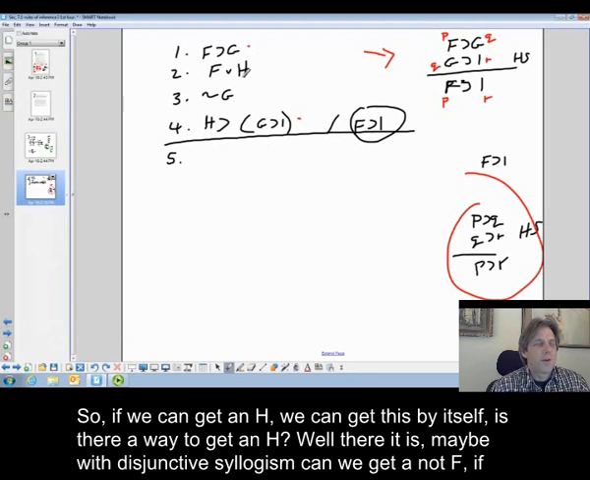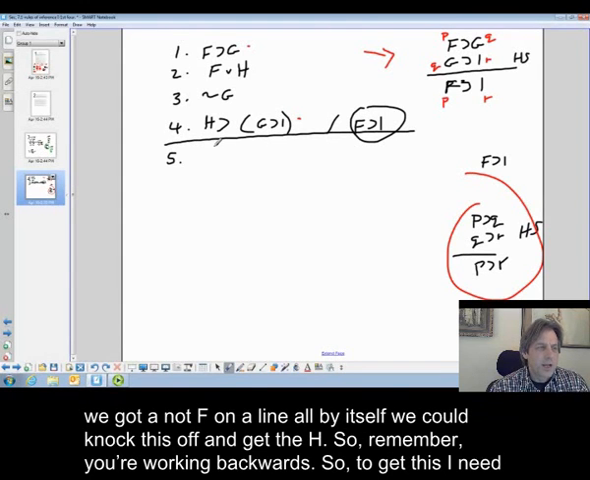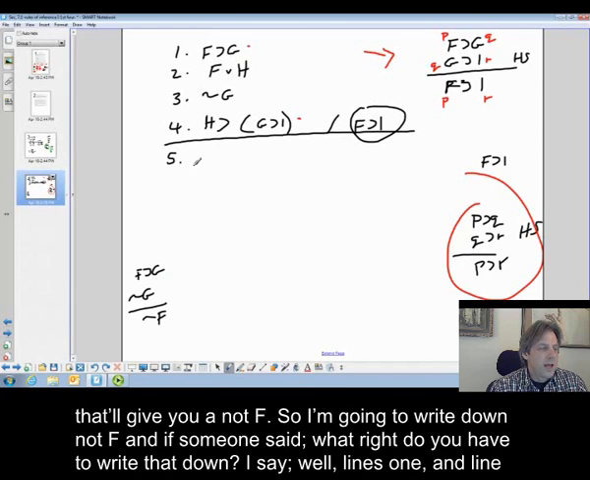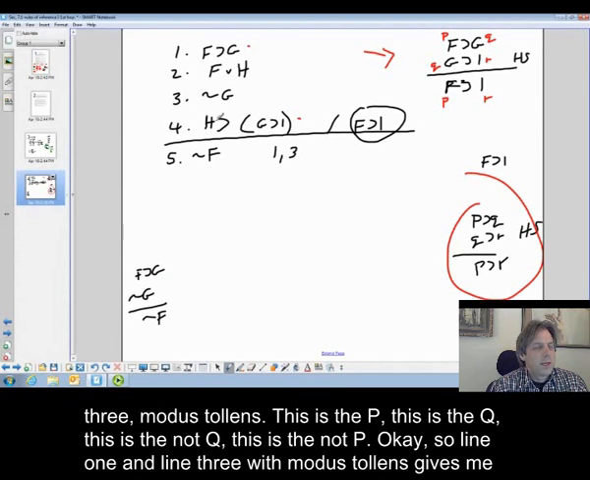Is there a way to get an H? Well, there it is. Maybe with disjunctive syllogism, can we get a not F? If we got a not F on a line all by itself, we could knock this off and get the H. So remember, you're working backwards, okay? To get this, I need an H. To get an H, I need a not F. And I see a way to get a not F: modus tollens. If F then G, not G. So if you had if F then G, and you had a not G, that'll give you a not F, okay? So I'm going to write down not F, and if someone said, what right do you have to write that down, I'd say, well, line 1 and line 3, modus tollens, right?